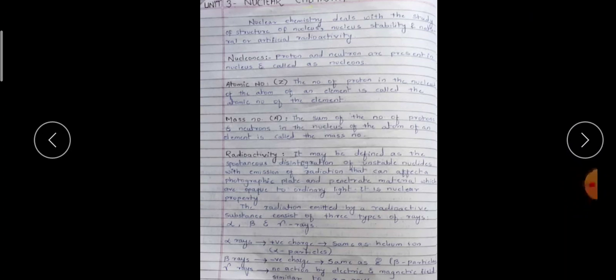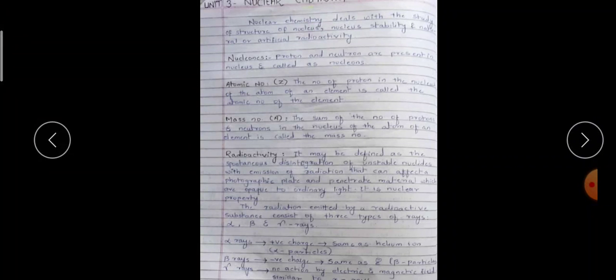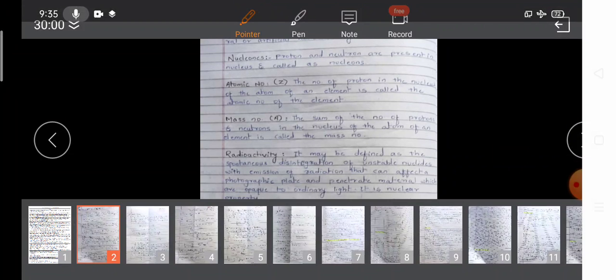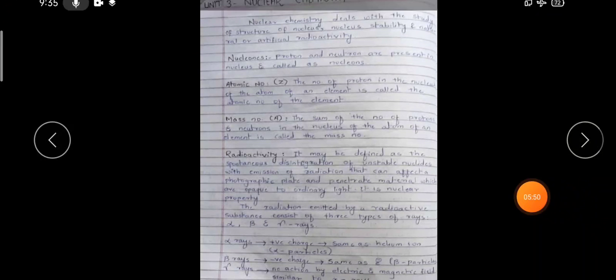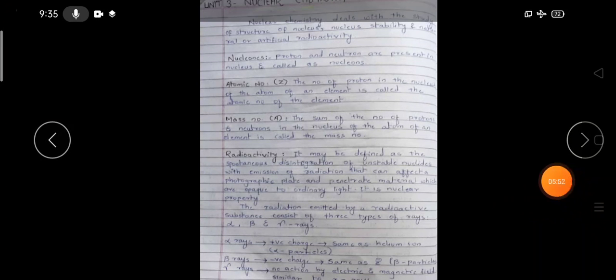Likewise, you can take any element. You can take nitrogen. Nitrogen has atomic number 7, whereas the mass number is 14. If you take oxygen, the atomic number is 8 and the mass number is 16. These basic elements you should know. 30 elements you should remember, because as far as this chemistry is concerned, you should know the basic elements for your kind information.